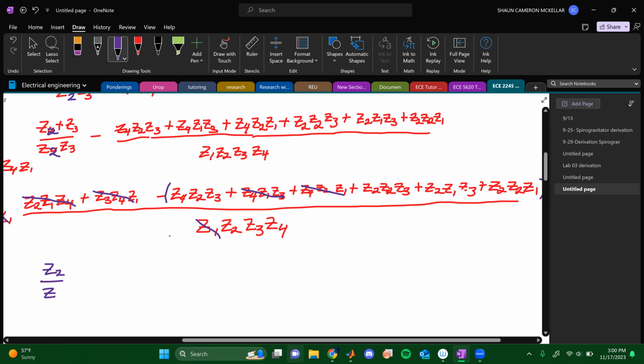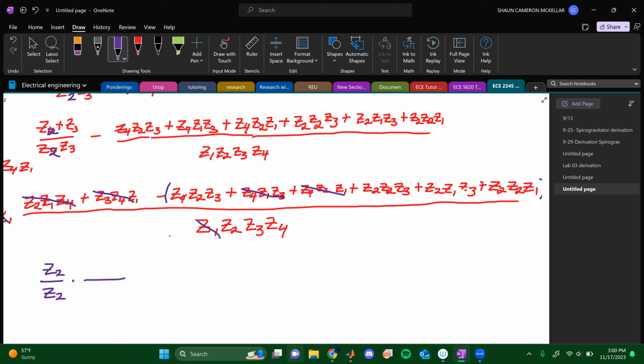So we'll have Z2 over Z2 times, in the denominator, I'll be left with Z3, Z4. And in the numerator, I'll have Z4, Z3. So I'll factor out a Z2 from this first term, plus Z2, Z3 on this term, plus Z1, Z3, plus Z2, Z1. That's equal to H inverse.